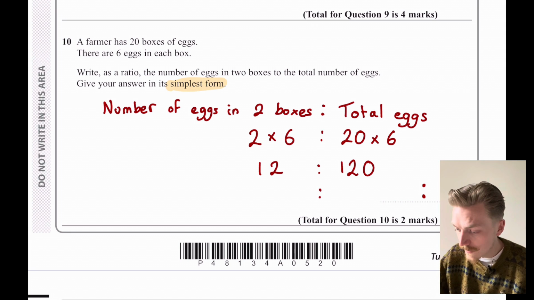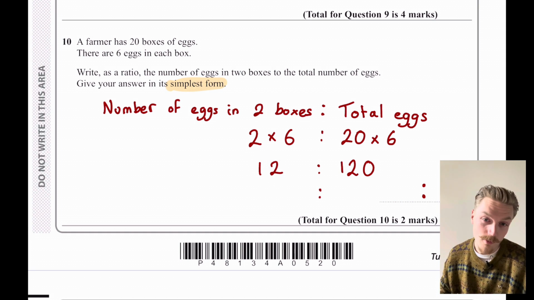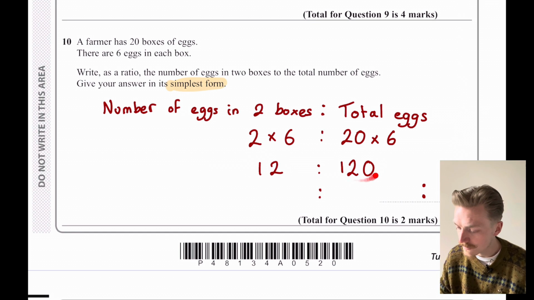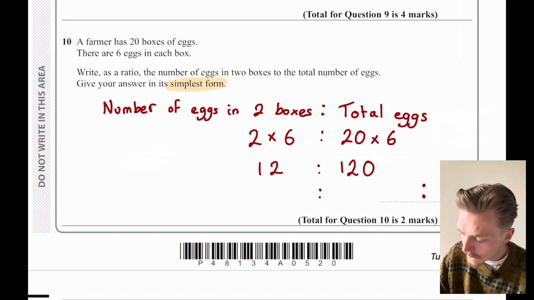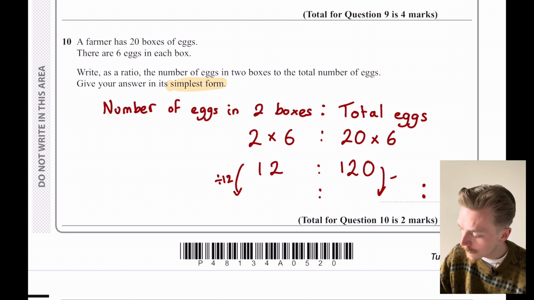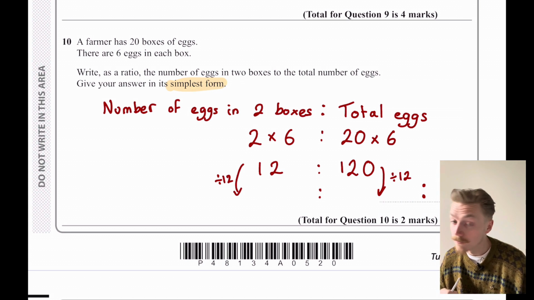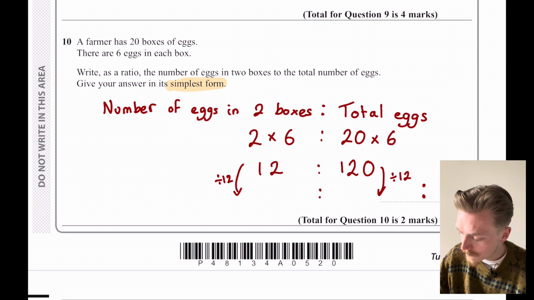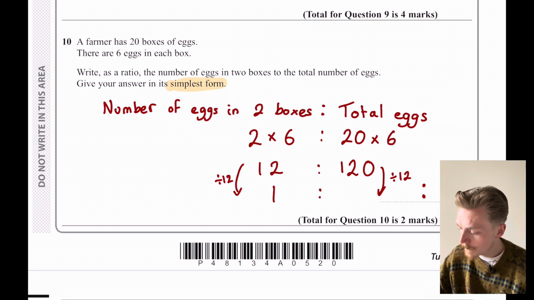However, I can spot here, both these are in the 12 times table. They're quite easy multiples of 12 to spot. That's 1 times 12 and that's 10 times 12. So if I divide both sides by 12, that's going to get the same answer as if I'd halved it and then divided by 3. It's the same thing, but I'm going to get there in one step. 12 divided by 12 is 1, 120 divided by 12 is 10.